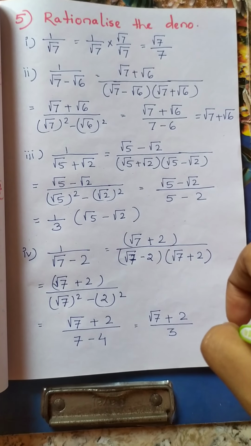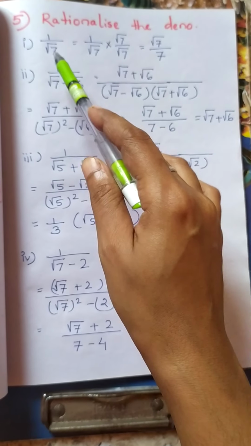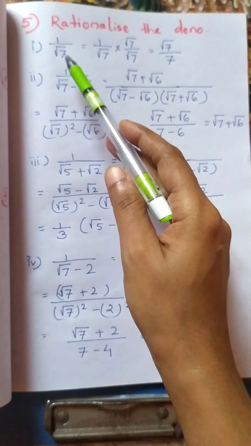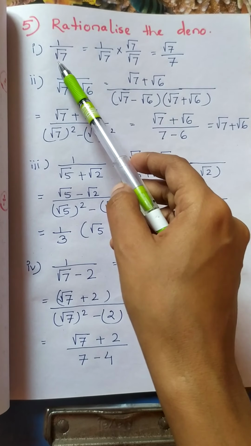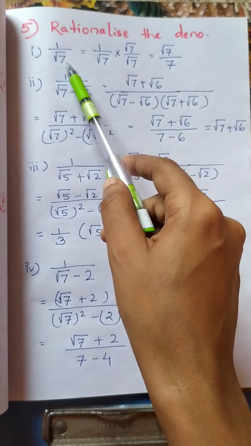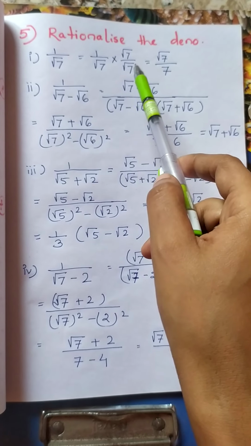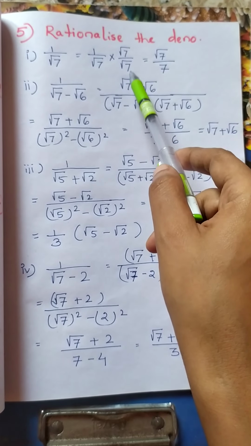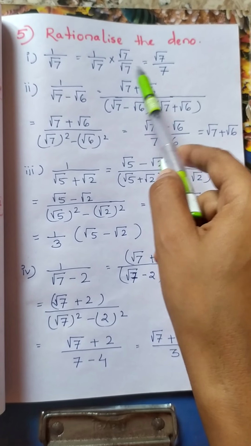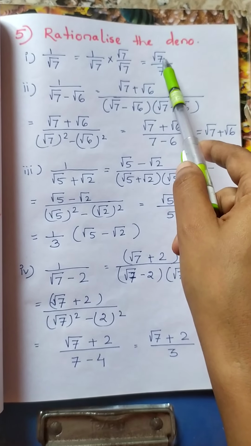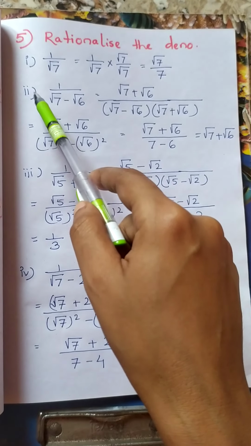Coming to question number 5, rationalize the denominator. We have to rationalize the denominator part which is not in rational form. It is in irrational form. So bit 1, 1 by root 7. Remember students, whenever you are finding root 7, in order to convert it into rational form, multiply by the same one. So in the numerator and in the denominator we have multiplied root 7 and root 7. So it becomes 7, but in the numerator part it becomes root 7. So root 7 by 7 now becomes rational.